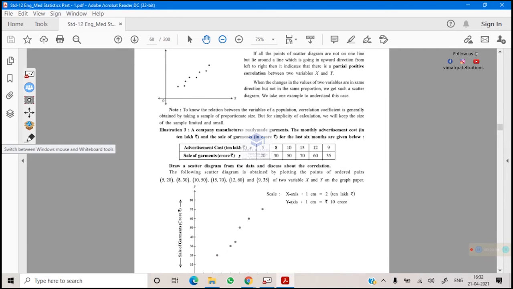A company manufactures ready-made garments. The monthly advertisement cost in 10 lakh rupees and sale of garments. So you can see how much amount was spent by the company on advertisement and what the sales of garments were, that has been given. You have to draw a scatter diagram and discuss it. Let's do this.